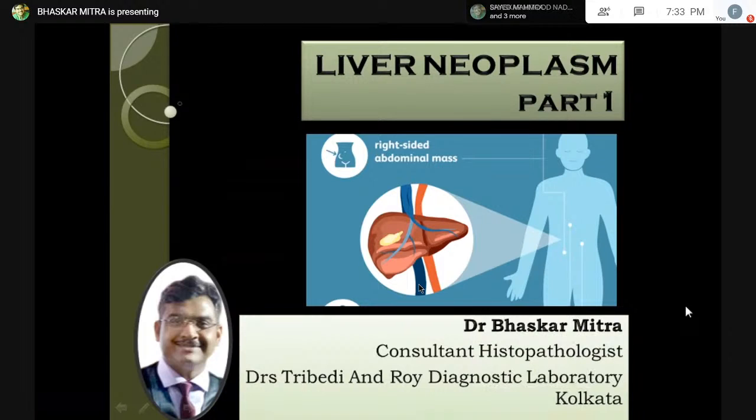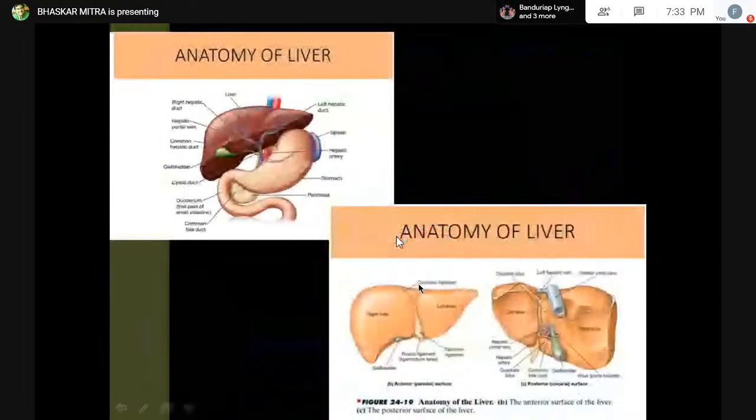Today my topic is liver neoplasm, rather, I would say a liver mass: how we should approach a liver mass. Now, there are a variety of things in the liver. Some are pre-malignant, some are malignant, some are benign conditions, some are tumor-like things which usually present as a mass lesion in the liver. So today my topic is liver neoplasm.